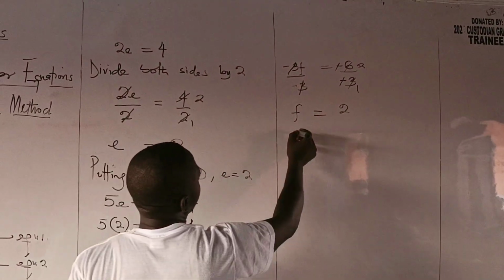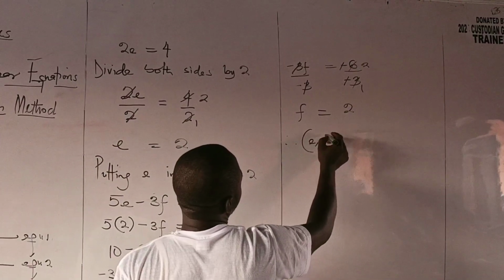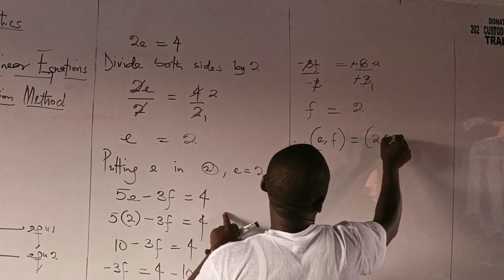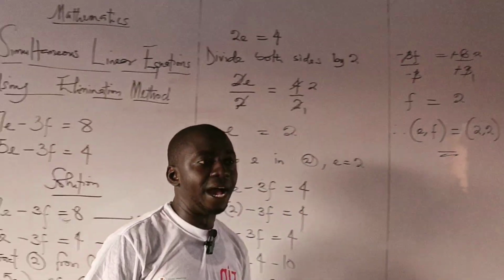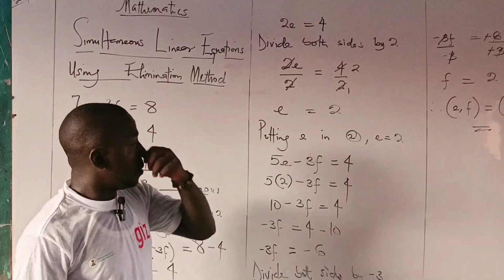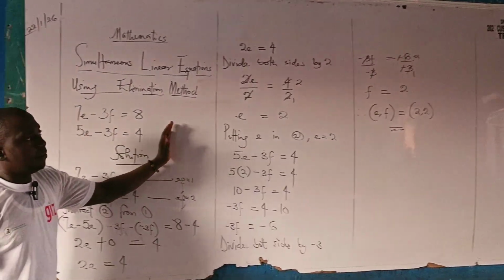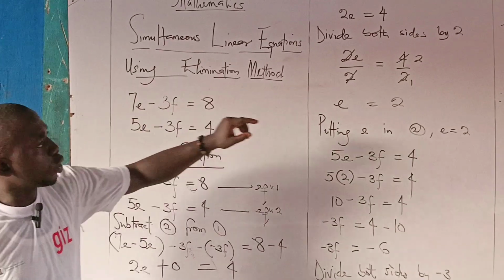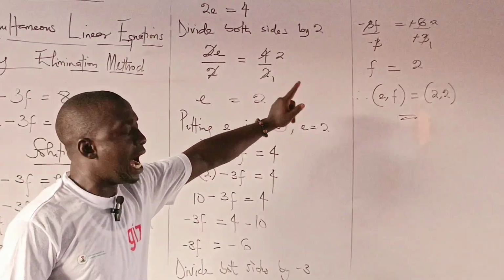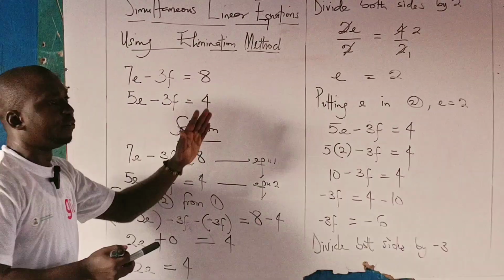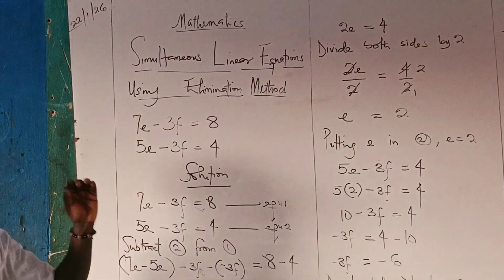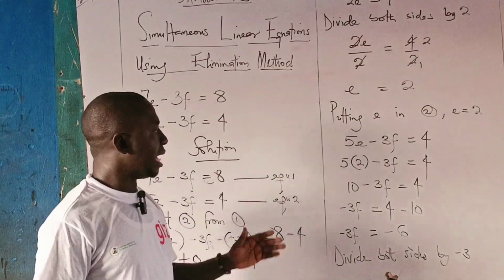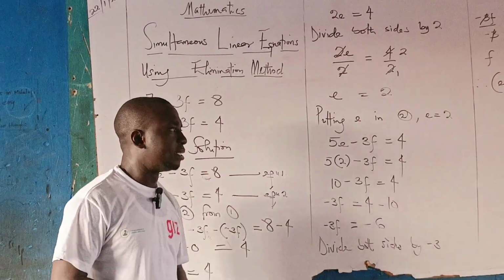Now, therefore, our (e, f) will become (2, 2), and that is the final answer. So also, if you like, you can check maybe what you have done is correct. Just take any of the equations, substitute the values for e and f. You will see that what you are going to have will be equivalent to each other. Your left answer will be equivalent to your right answer, and that means that your values are correct.